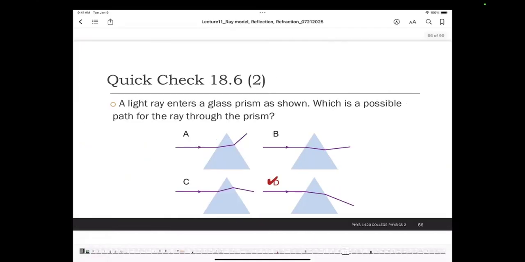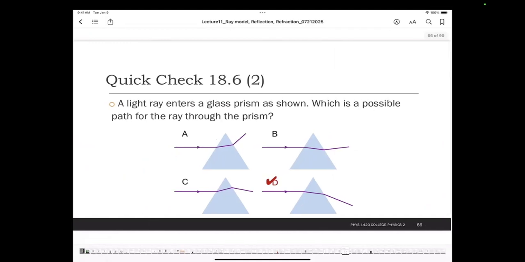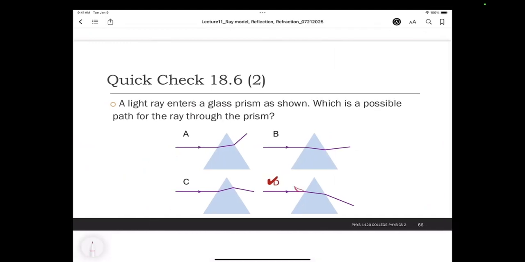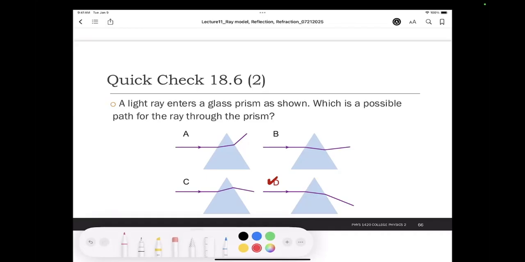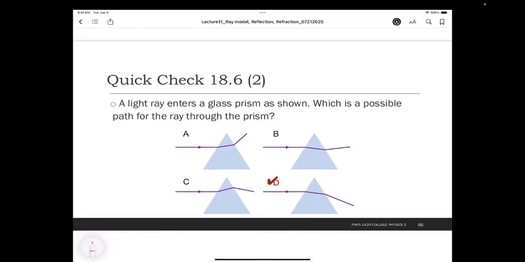You need to draw the normal and see if the angle becomes bigger or smaller. When you enter into this, the index of refraction becomes bigger, so the angle should become smaller. And when you enter into this one, the angle should become bigger. So this one will be the right answer.